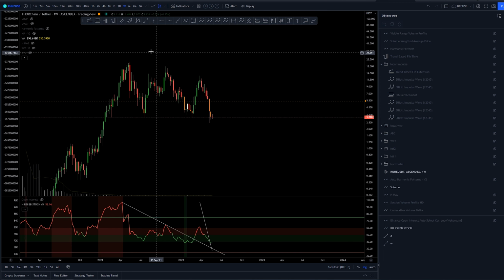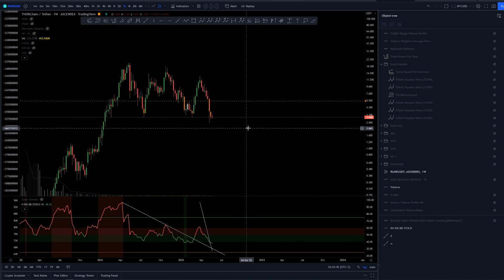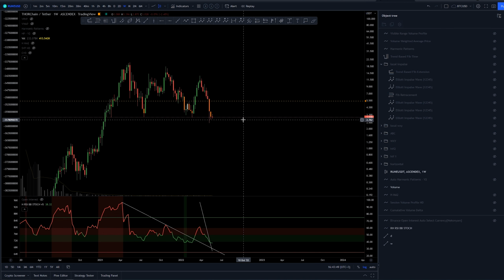And we've had those so many times here on THORChain now that it is getting ridiculously hard to get a good Elliott Wave structure here. But we can try.